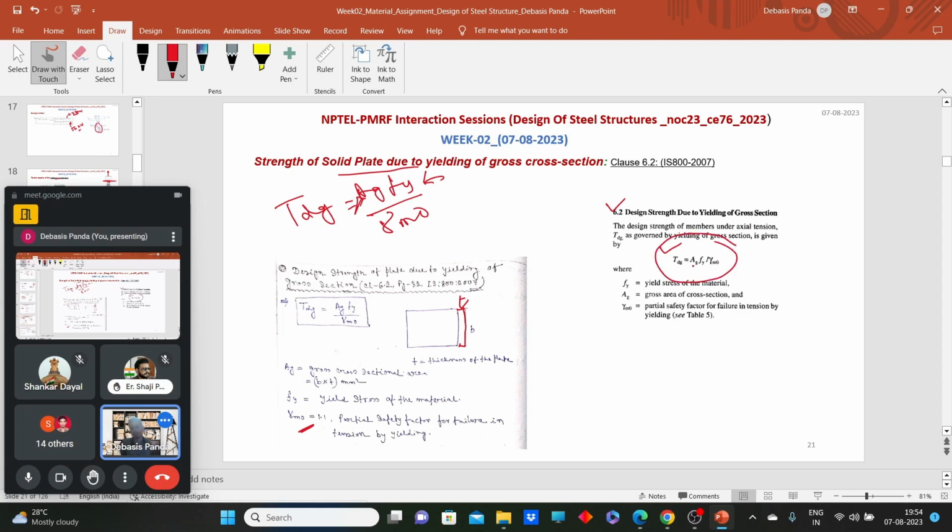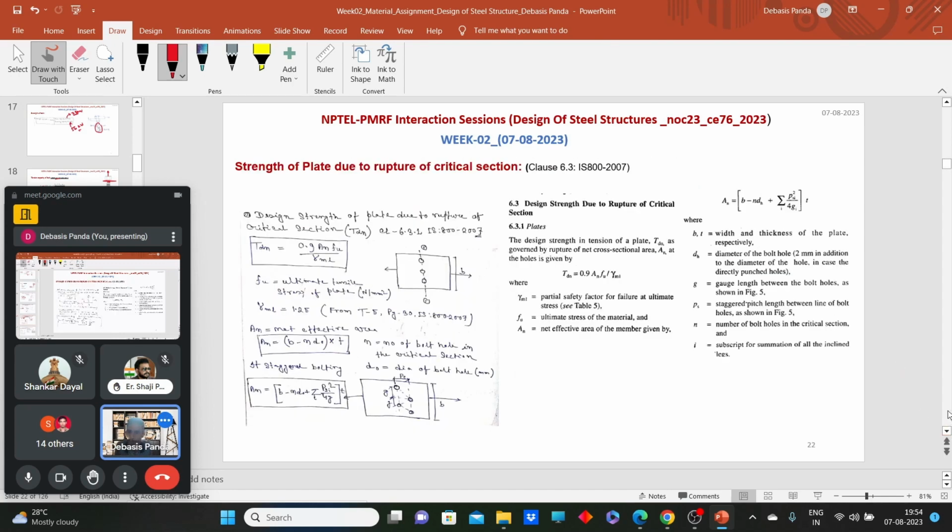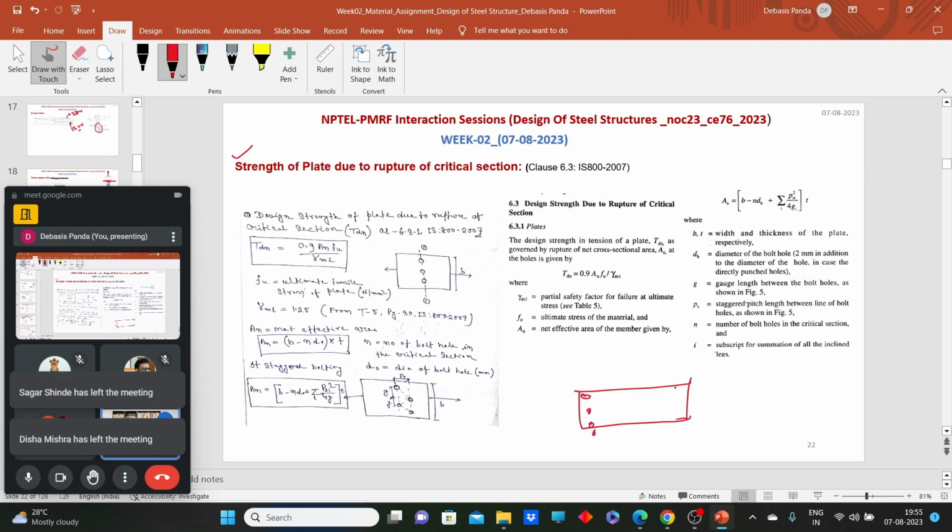Now we are talking about bolts, so obviously we need to make holes. That means the gross cross-sectional area will reduce. So what happens when we make the holes here? Take an example, like a train ticket. You all have gone through train tickets, right? Here we have holes around two corners, right?